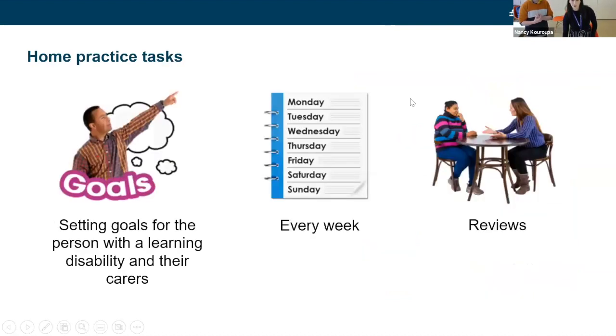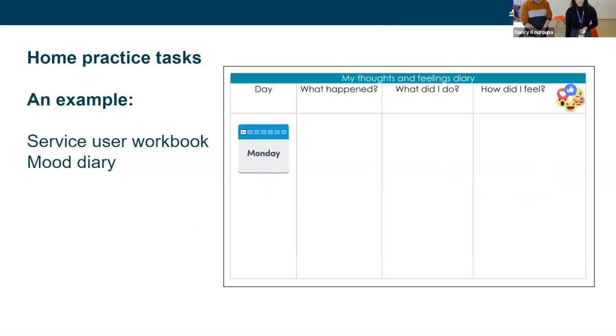We're running out of time, so I'm just going to say very briefly that we have home practice tasks as well, and they are reviewed each week. And as we have discussed, they need to be realistic, set with the therapist guiding the person, but the aim is the therapist doesn't set the home practice tasks. It should be the person and their carers identifying what the need is, and the therapist should support and guide them to create realistic goals that they feel they can actually achieve and that will be relevant to the person. And this is just an example of a home practice task.